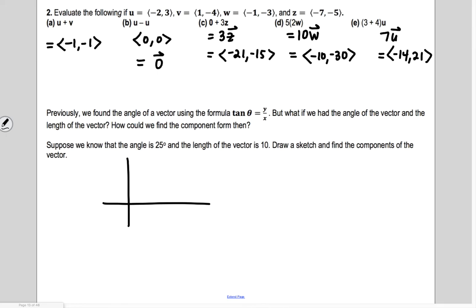It's fine. So what if the angle is 25, and the length of the vector is 10? Okay, that's our magnitude, right? Can you find the x and y that go with it?